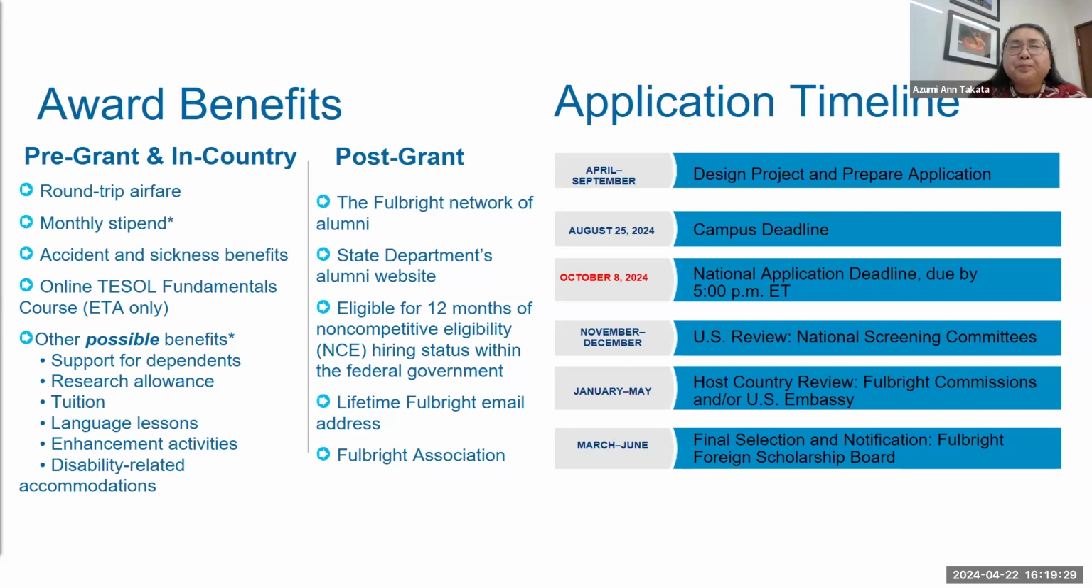If you come out of this first stage of review and you're successful, then you will find out typically sometime in January whether you made it past the first cut or not. And if you make the first cut, you're designated as a semifinalist. And then as a semifinalist, your application will go over to the host country. The host country, either the Fulbright Commission and the U.S. Embassy, will conduct the final review and make the final decisions.